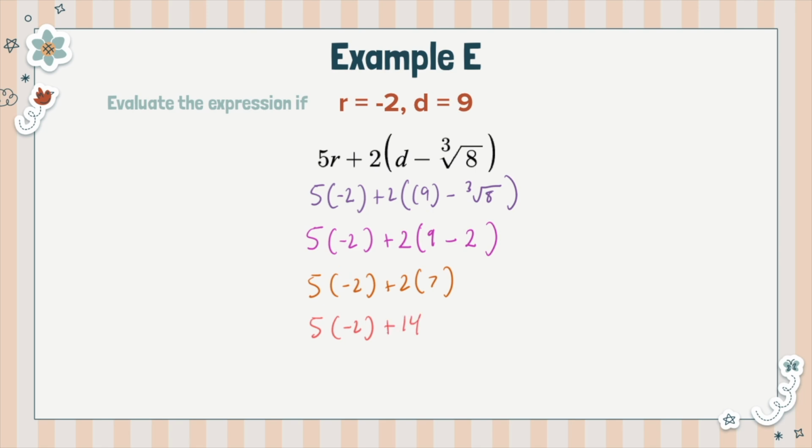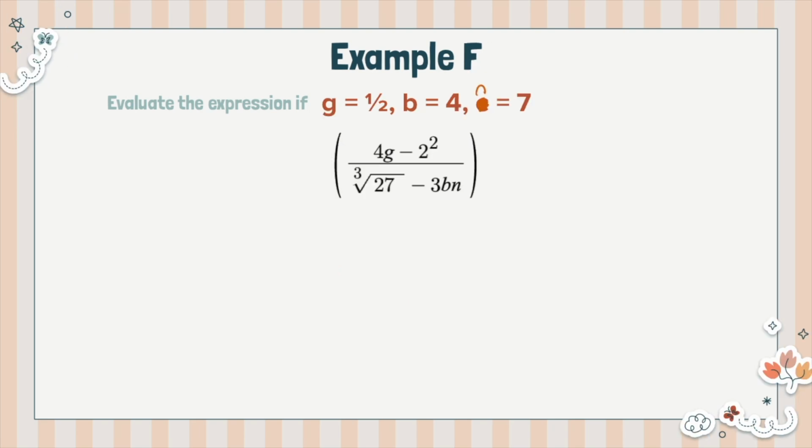All right, then we're going to do 5 times -2, which is going to be -10. We've got -10 plus 14, and our final step is going to be -10 plus 14, which is going to be positive 4. So again, this is our expression. Again, you're going to substitute in using parentheses, and then follow the order of operations to simplify. Now let's take a look at the last example. All right, here we are at example F, where it says evaluate the expression if g is 1/2, b is 4, and n is equal to 7.